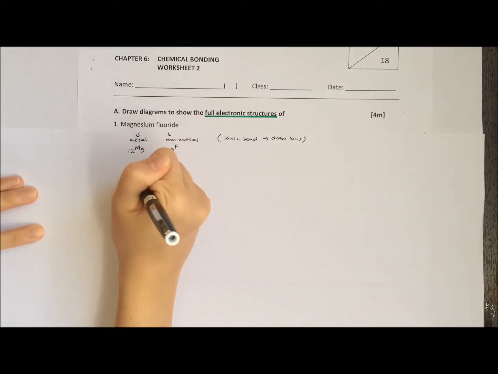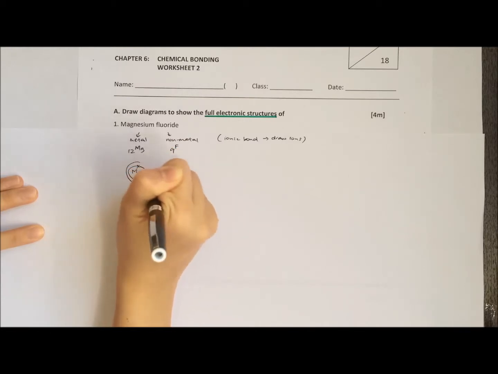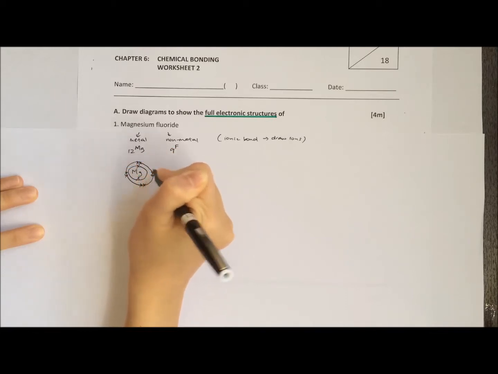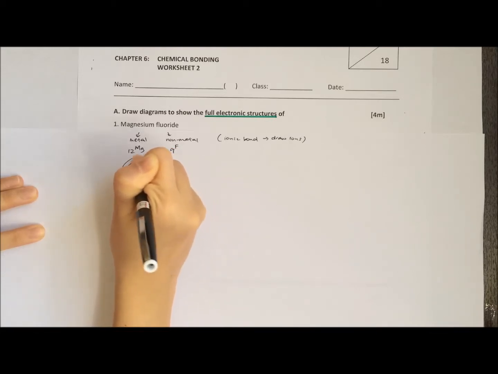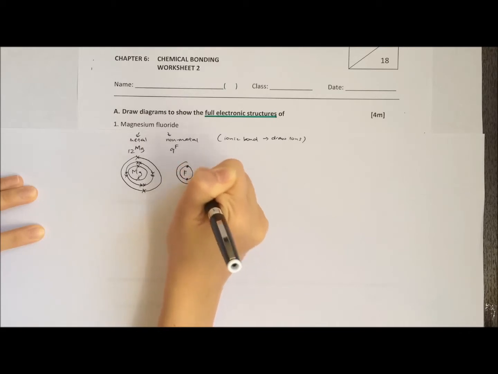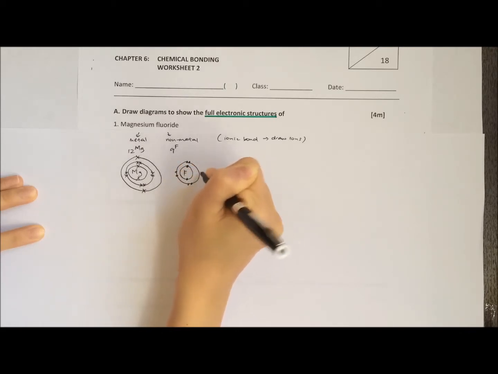So if you write down the electronic configuration, it will be 2.8.2. So we will draw our magnesium using crosses for the electrons, top, bottom, left, right, 2.8.2. While our fluorine, we will draw using dots, it will be 2.7.